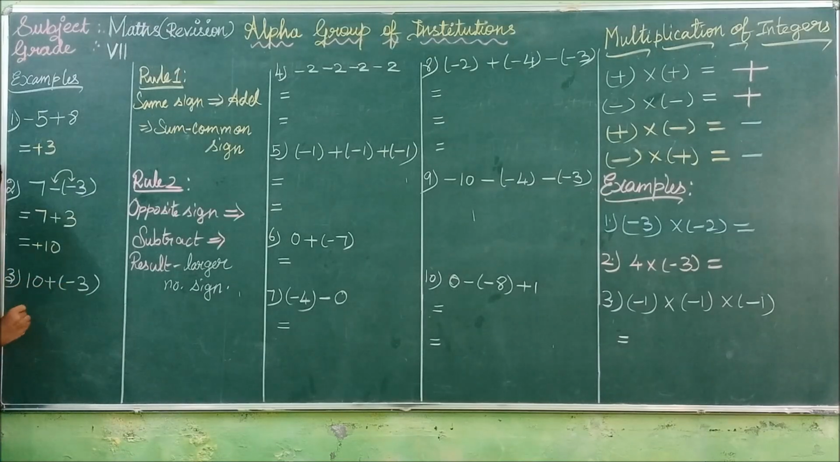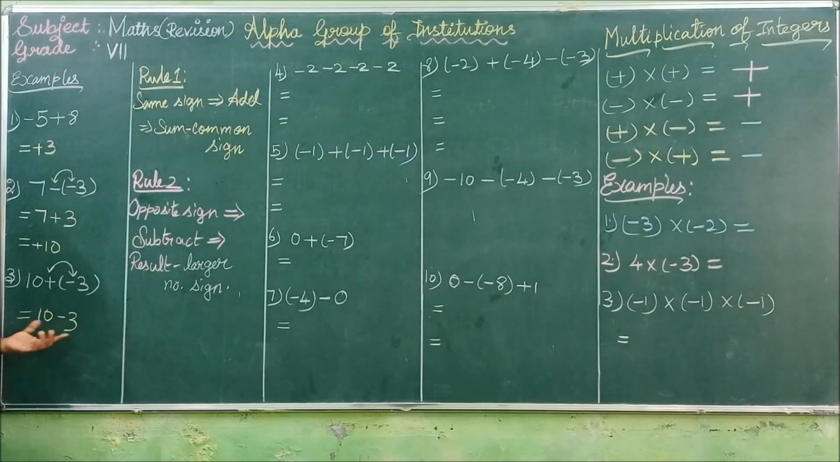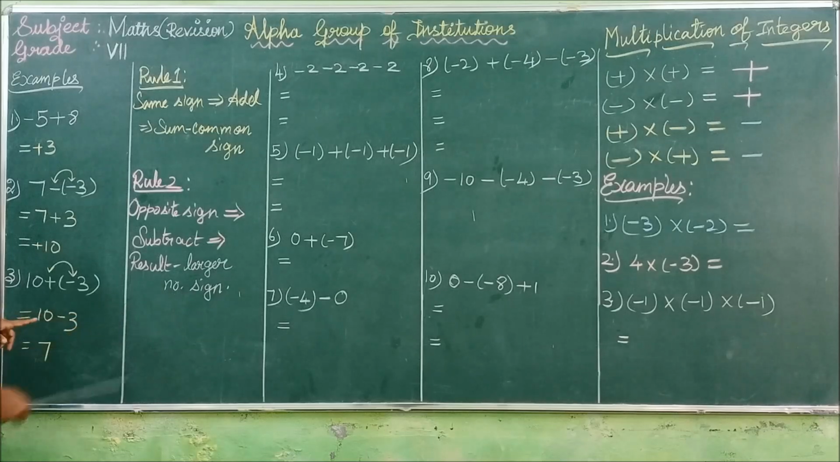See the next one: 10 plus minus 3. Write the first integer as it is, 10. How do you remove the brackets? By multiplying the symbol inside and outside the bracket. Plus into minus, minus 3. So according to rule 2, this is the normal subtraction, children. 10 minus 3, 7. Opposite sign means subtract. Subtract the smaller number from the larger number, 7. This result gets the larger number's sign. Here the larger number is 10, its symbol is plus. No need to write the symbol plus.